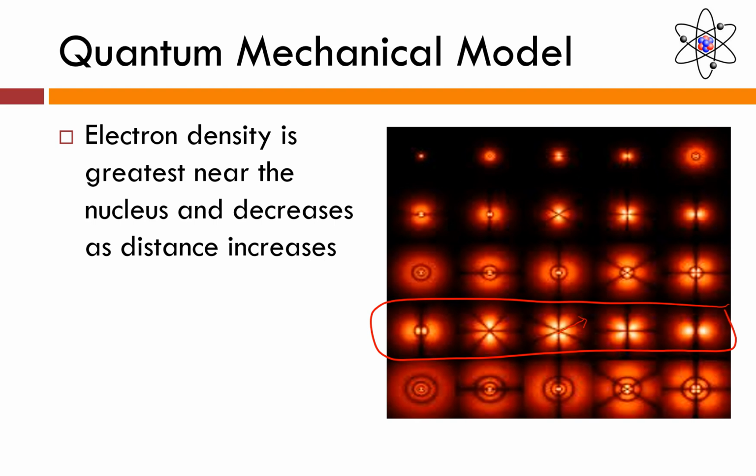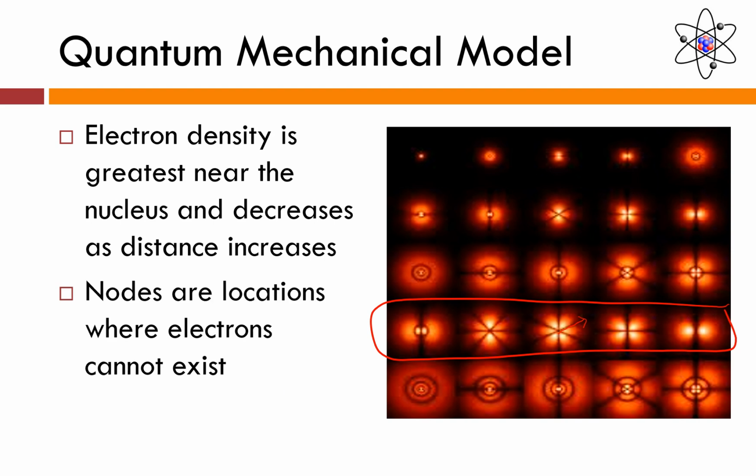In some places you have complete black, just complete darkness. That means that electrons cannot exist there, and we call those areas nodes. There are different nodes in different orbitals. I don't want you to worry too much about that.